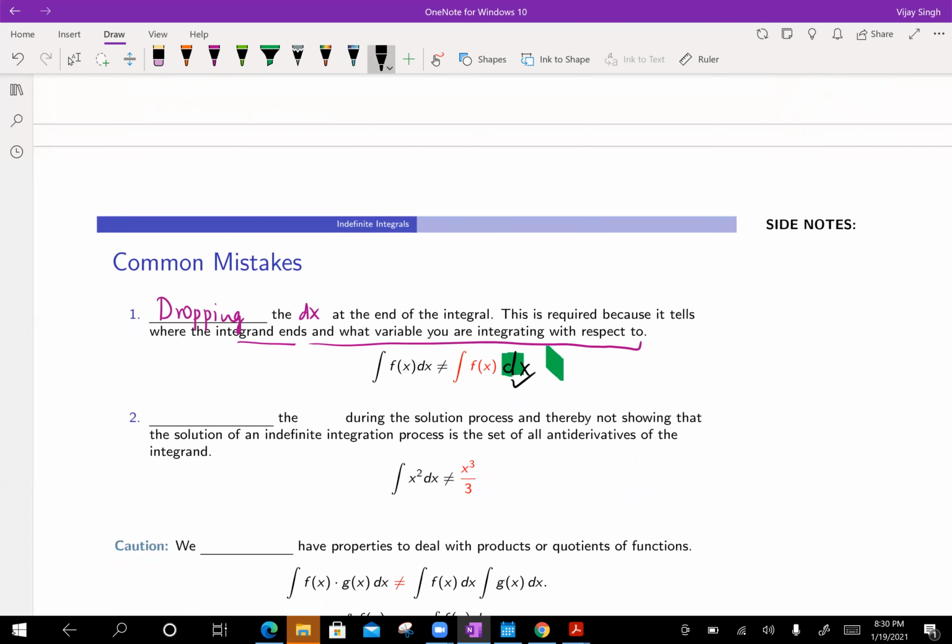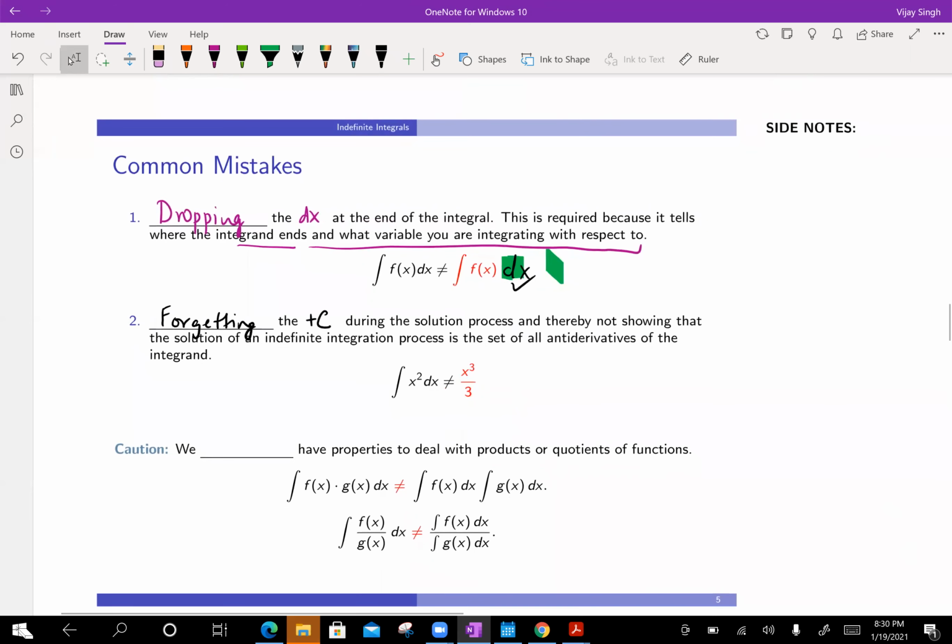Also, if you forget the constant of integration, the plus c, you are saying that it's not all the possible antiderivatives. So the integral of x squared dx is not simply x cubed, but it is x cubed over 3 plus c.